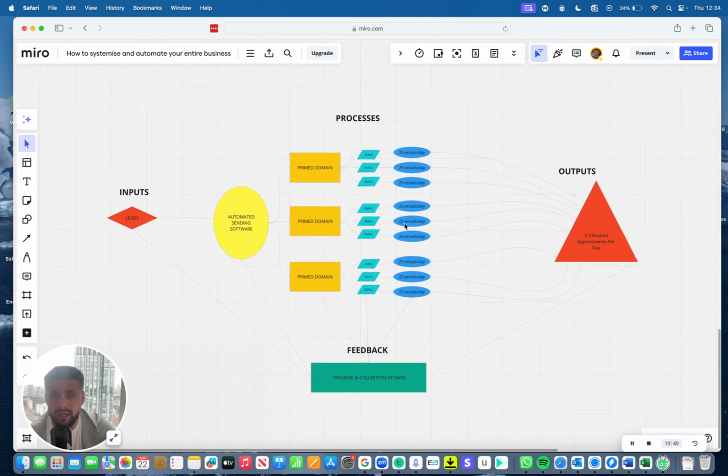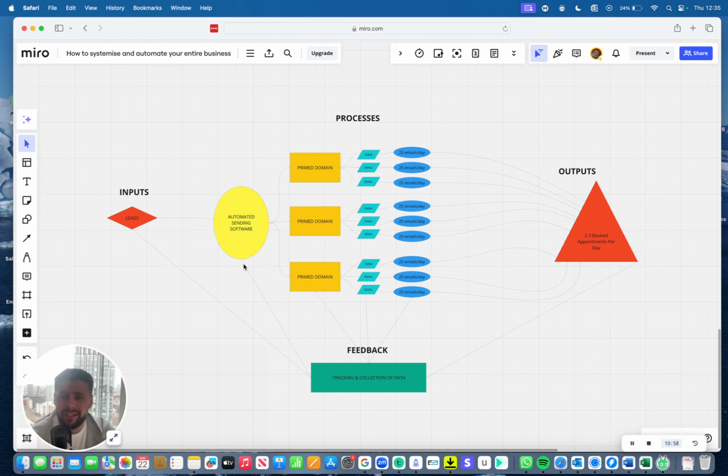Now, when we do hit KPIs within our system, okay, so in this case, 2 to 3 booked appointments per day for all of these that are going to send out. So it's like 225 emails per day, I believe. We're in KPI there, okay. So once we're in KPI, we've got a proof of concept, which is a proof that our system works. We can then scale up the system.